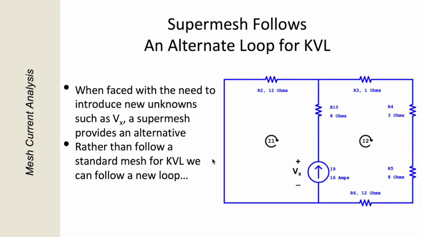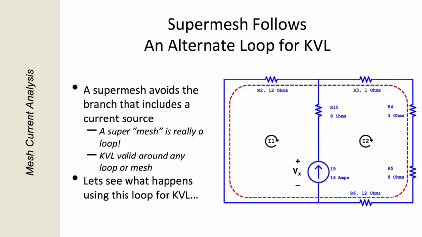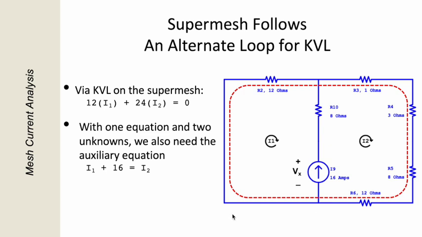Okay, so using the super mesh, we have an alternate path that we can follow. It's a loop, an alternate place to do KVL. That is shown here in red. Let's see what happens when we do KVL around this loop. So going around here, we're going to have 12 as this upper left resistor, and we have to multiply that by the mesh current in the left mesh. So that's 12I1.